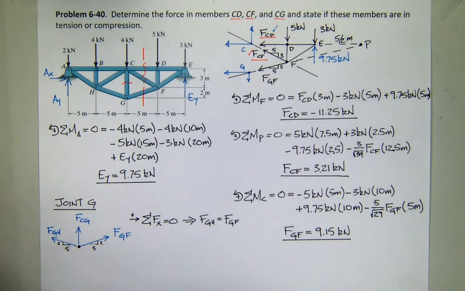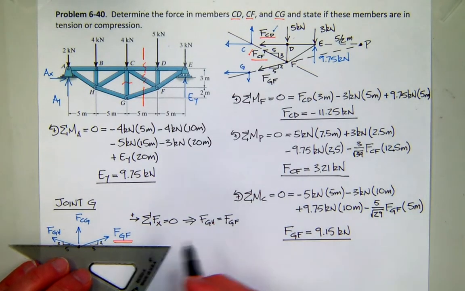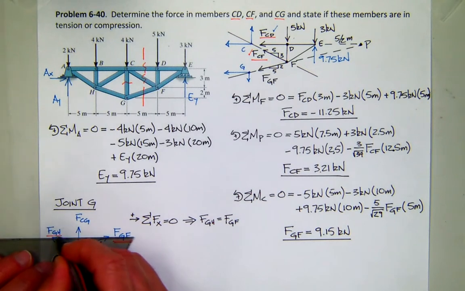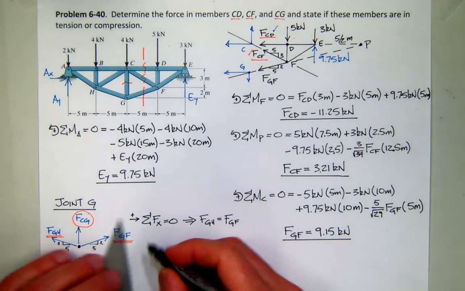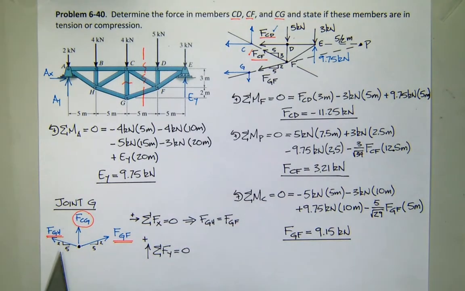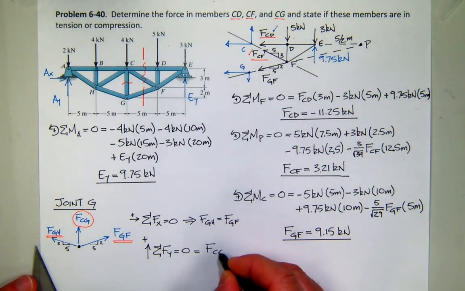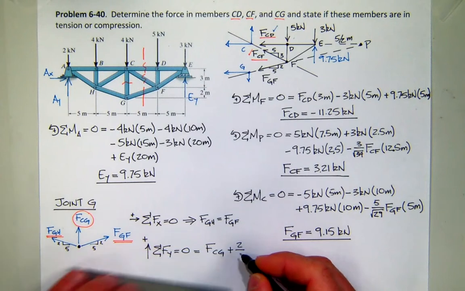Because remember, don't forget, we know this value. We just found it. That means we now know this value. So then we're just left with one unknown. So the way to finish the problem would be to simply sum the forces in the y direction. And if I did that, I would have the force CG acting up, and then plus the y component of each of these, which is 2 over the square root of 29.